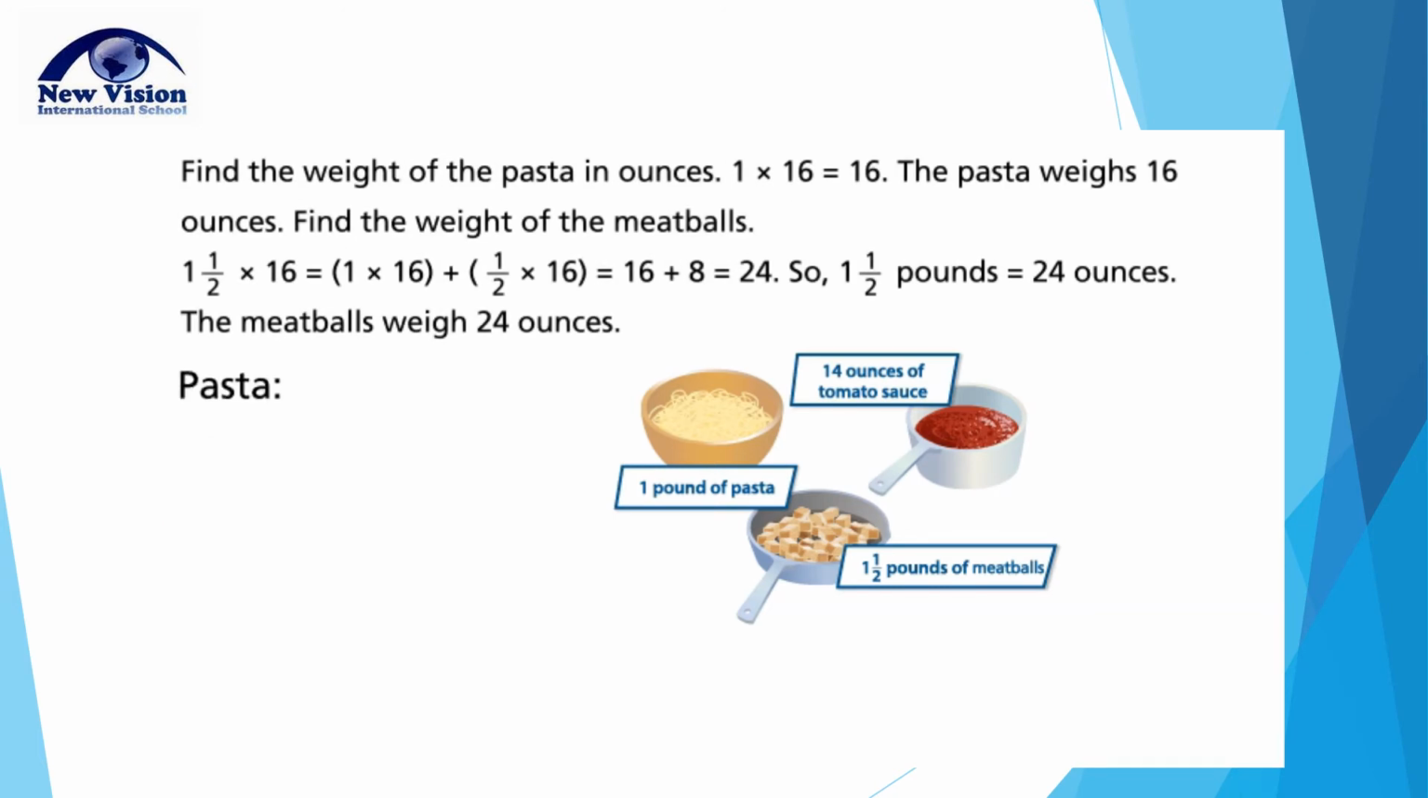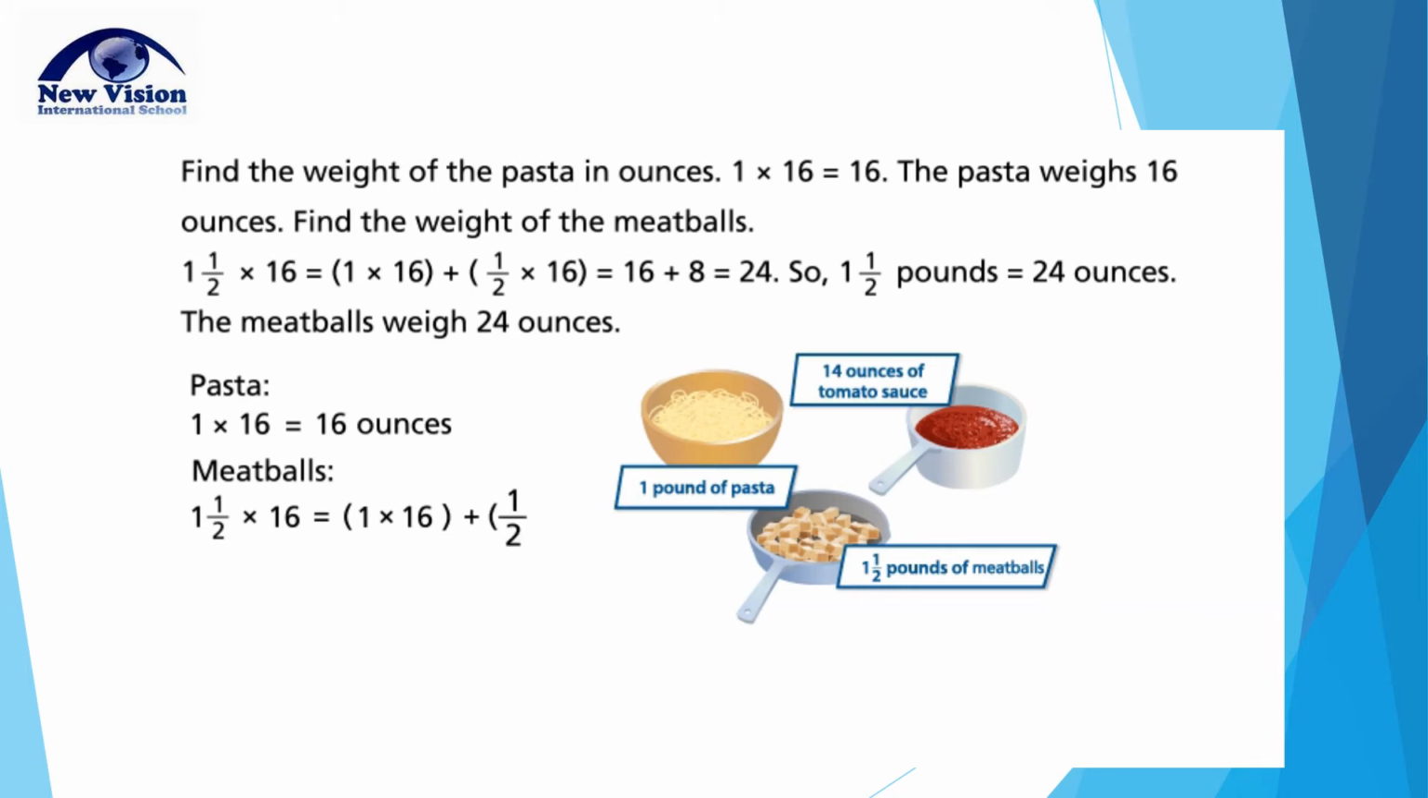Find the weight of the pasta in ounces. 1 times 16 equals 16. The pasta weighs 16 ounces. Find the weight of the meatballs. 1 1/2 times 16 equals (1 times 16) plus (1/2 times 16), which equals 16 plus 8 equals 24. So, 1 1/2 pounds equals 24 ounces. The meatballs weigh 24 ounces.